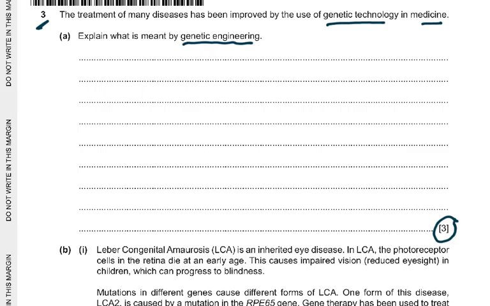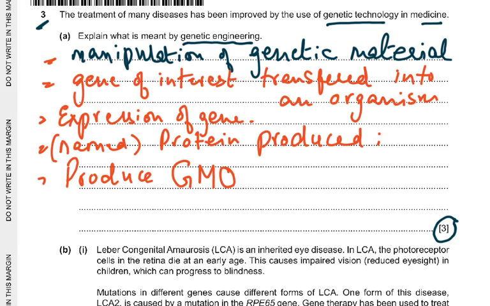So basically, you're talking of gene editing or producing genetically modified organisms, which are called GMOs. So a phenotype will be modified or a named protein will be produced, like insulin. You can give the example or you can write it in general terms as well, as long as you get your 3 out of 3 in this question. So manipulation of genetic material is genetic engineering or genetic technology, and the gene of interest is transferred into an organism, then you ensure that the expression of the gene takes place and a named protein is produced, and this results in the production of genetically modified organisms.